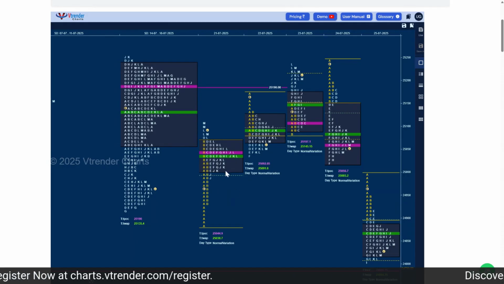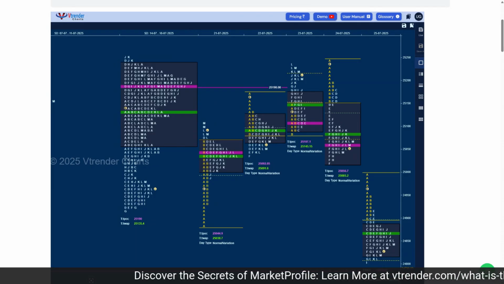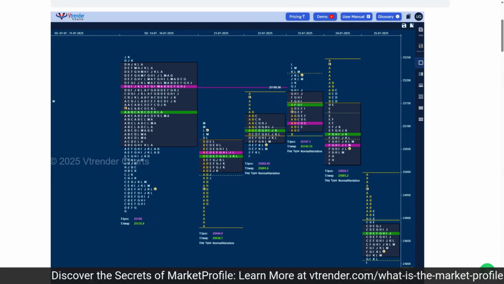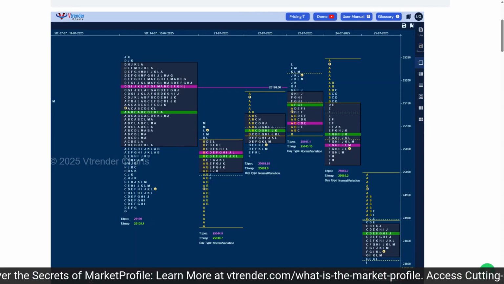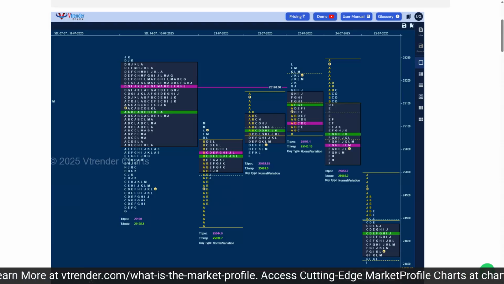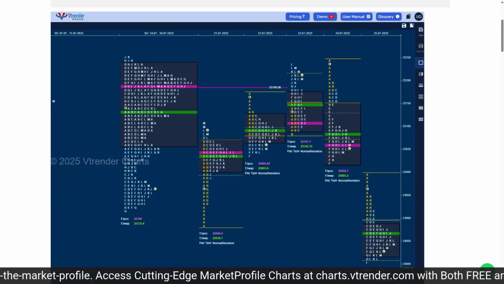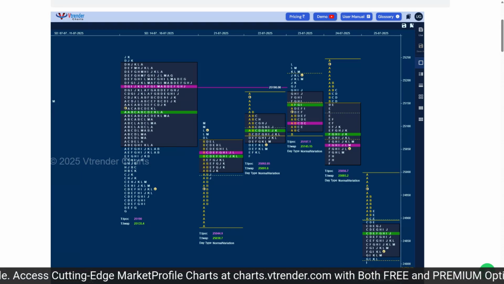So we know that once the auction gets into that value, it is on for the 80% rule. And the 80% rule is a very important market profile setup, provided we are aware of how we need to make use of it and where you need to make use of it.